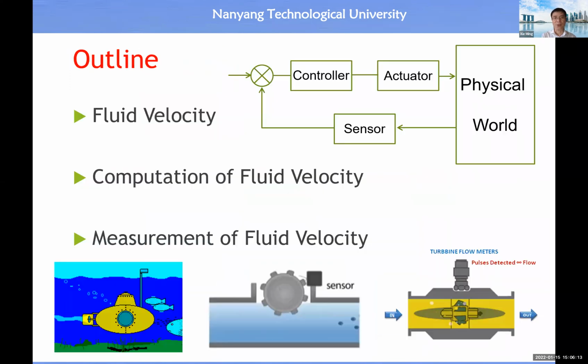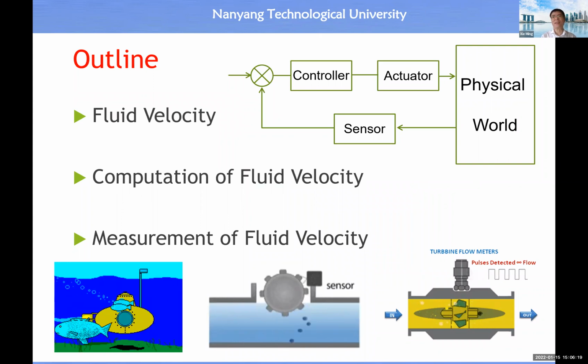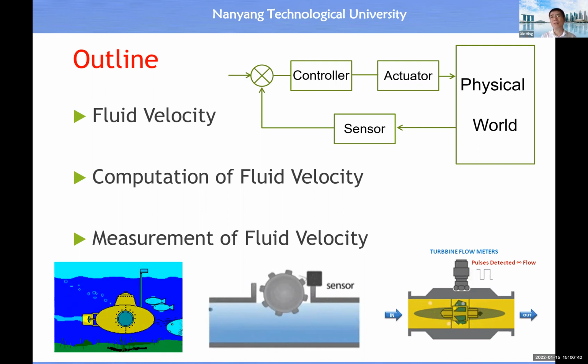All right, so now we are ready to move on to study today's lecture, which is about the measurement of fluid velocity. And in practice, there are specific scenarios in which we can only obtain the measurement about the fluid velocity. So therefore, this lecture complements the previous lecture, which is about the measurement of fluid flow rate.